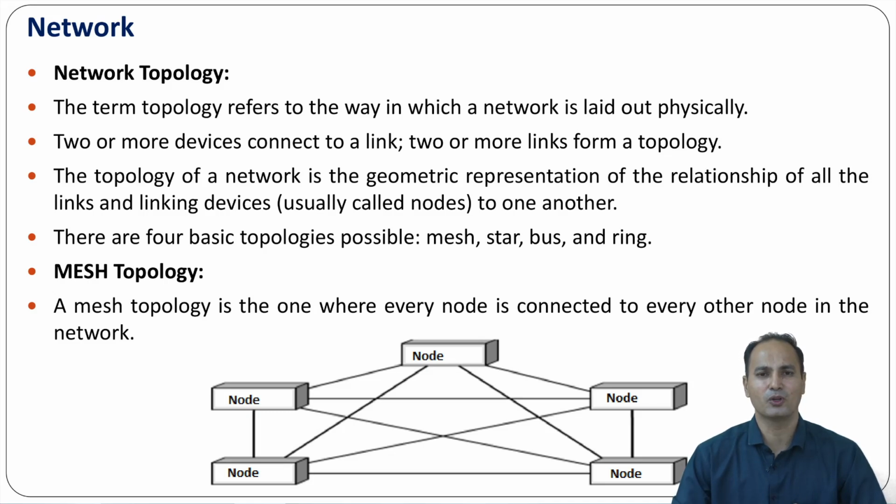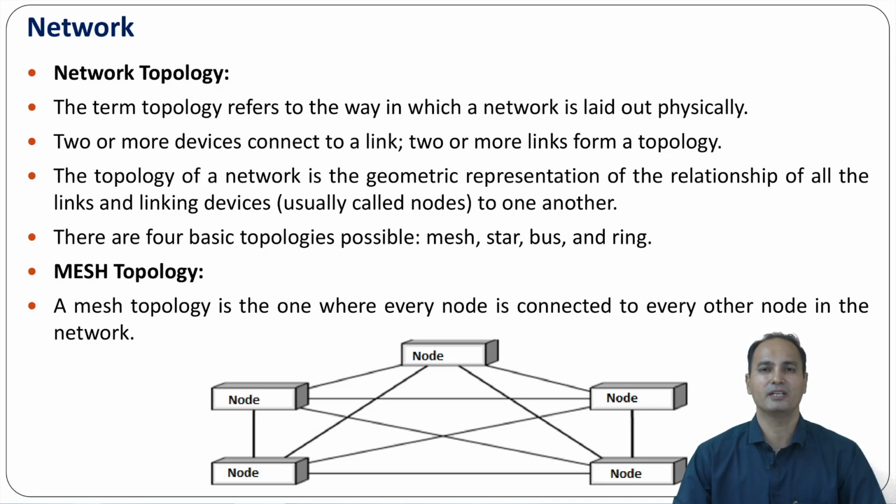The term topology refers to the way in which the network is laid down or how its layout is constructed. Two or more devices connect to a link. Two or more links form a topology. The topology of a network is the geometric representation of the relationship of all the links and linking devices to one another.